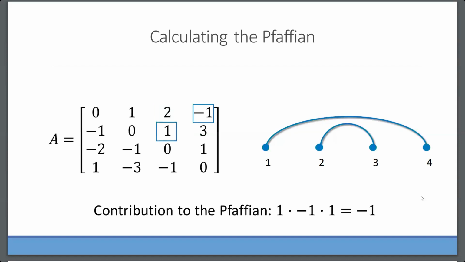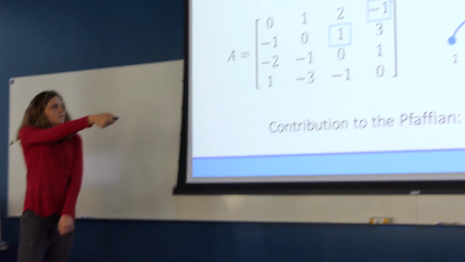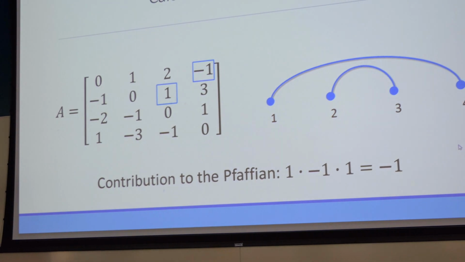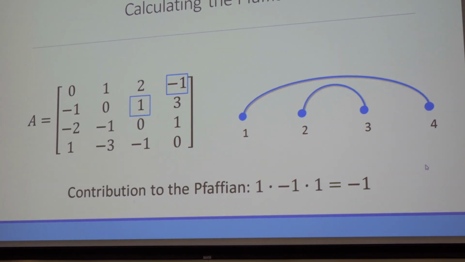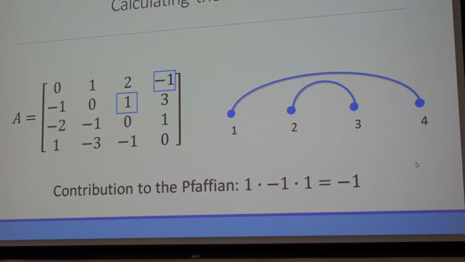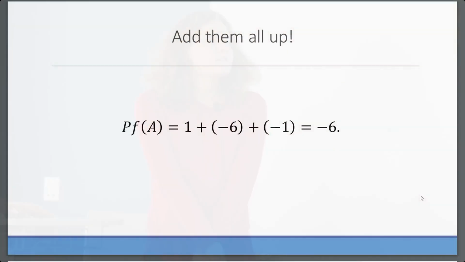And then finally, 1, 4. So I'm going to go to the 1, 4 spot, 2, 3, row 2, column 3. Multiply those together. This has a sign of 1, and so it's going to be 1 times -1 times 1, which is -1. I mentioned earlier the Pfaffian is a summation, so you have to add all these up and you get the Pfaffian. The first matching contributed 1, the second contributed -6, the third contributed -1. Add them all up, you get -6.